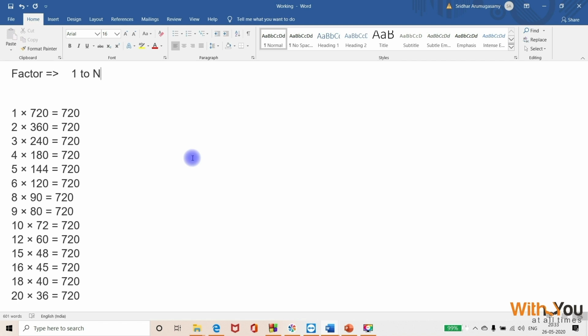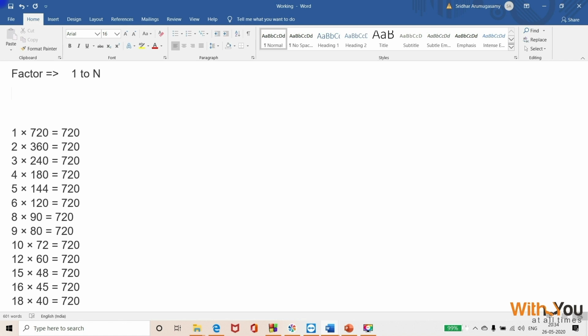But when you have a closer look, you would find that there is a huge gap between n by 2 and n. So the first optimization anybody comes up with is, you don't have to bother about going down till n. Stop at n by 2.